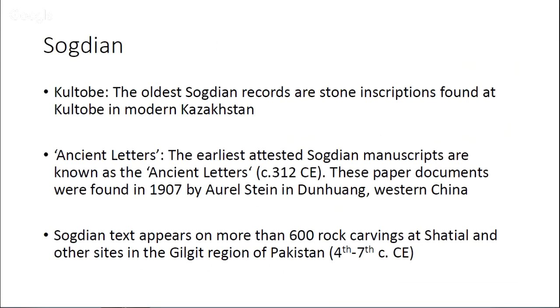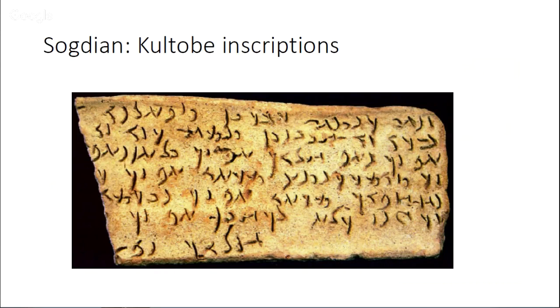And going back to Sogdian, so Sogdian script is attested on three primary sources. The oldest are from Kultobe in Kazakhstan, and we have not been able to date those yet. The ancient letters are dated around 312, 314 CE, and then there are graffiti in northern Pakistan in Sogdian script. So this is an example of a Kultobe inscription.